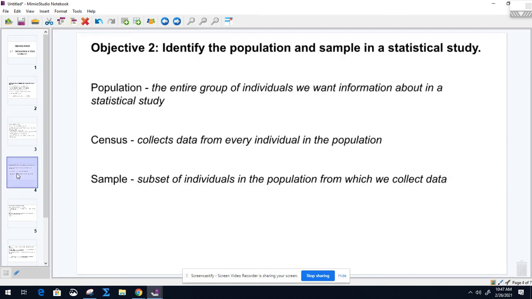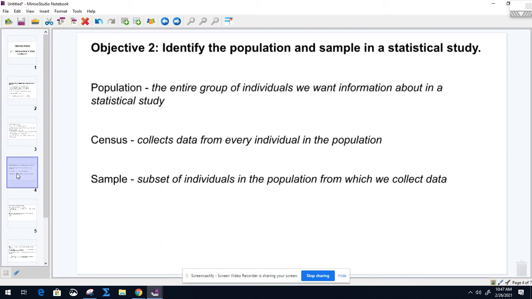All right, the next objective is to identify the population and sample in a statistical study. So the population is the entire group of individuals we want information about in a statistical study. So every single person. The census would be for us to collect data from every individual in that population. To get a census is very difficult, okay? Unless you have the entire population of what you're trying to figure out in front of you to answer that question, it is difficult to get an entire census. So therefore, we usually go to a sample, or a subset of individuals in the population from which we collect the data.